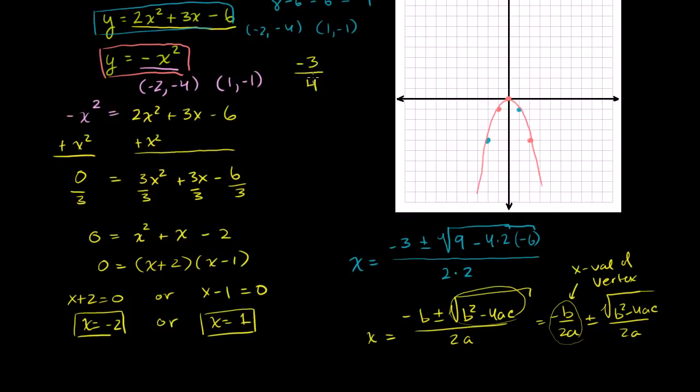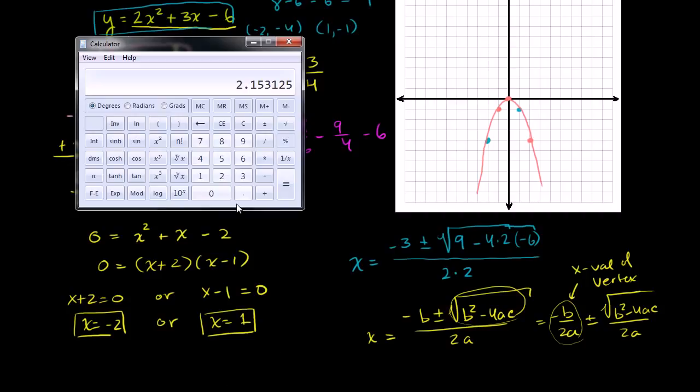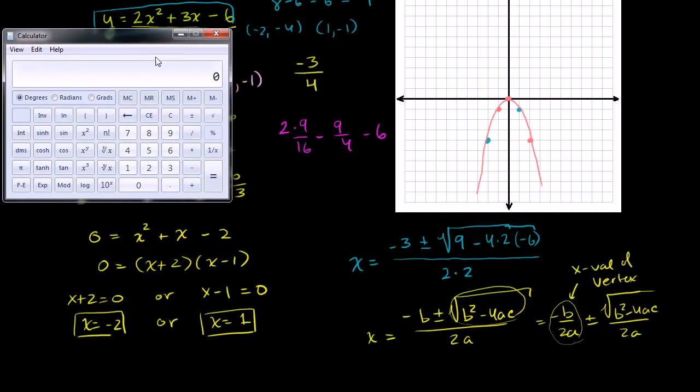And when x is equal to negative 3/4, what is y? Well, that's a little bit more complicated, but I'll just go through it. It's going to be 2 times 9 over 16, minus 9 over 4, minus 6. Let me actually get the calculator out for this one. It's going to be 18 over 16. It's going to be simpler. Don't want to waste your time doing arithmetic.